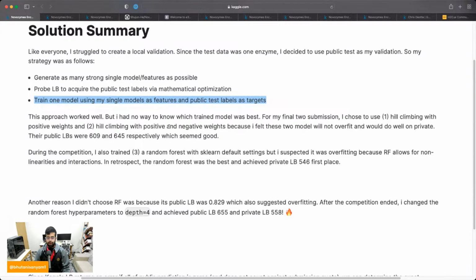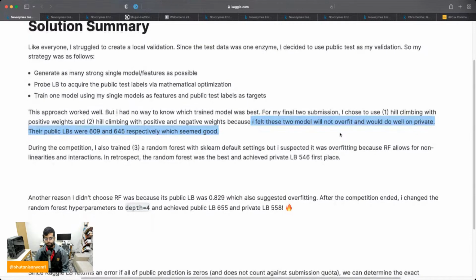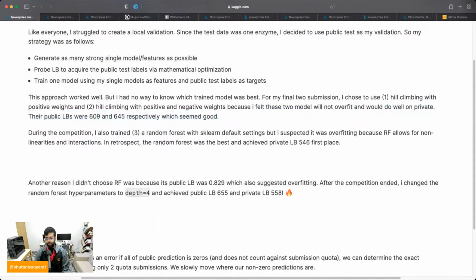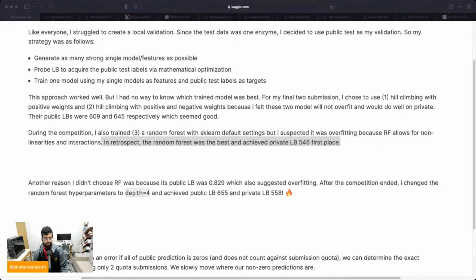So he had no way of figuring out what to select for the final submission. Therefore, he used this approach. The first one was hill climbing with positive weights, and the other one was hill climbing with positive and negative weights, because these two models would not overfit and would do good on the private LB. He had also trained a random forest with sklearn default settings, but he assumed this was overfitting because RF allows for non-linearities. If he had used this, which he assumed was overfitting, he could have won the competition.